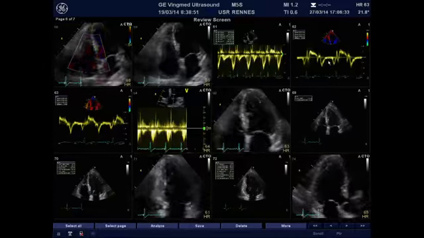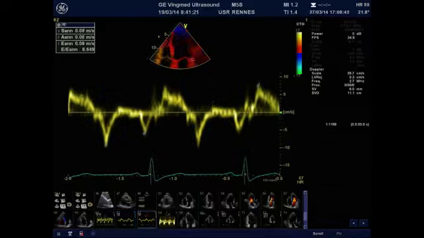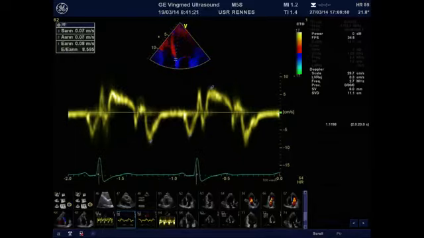tissue Doppler technique. So we will use the pulse tissue Doppler, putting our sample volume at the mitral annulus, on the septal part, and on the lateral part of this mitral annulus, to get this kind of tracing of the velocities of the mitral annulus. We have here the isovolumetric contraction velocity before the opening of the aortic valve. Then we have the S' peak velocity, which is the velocity of the mitral annulus in systole.